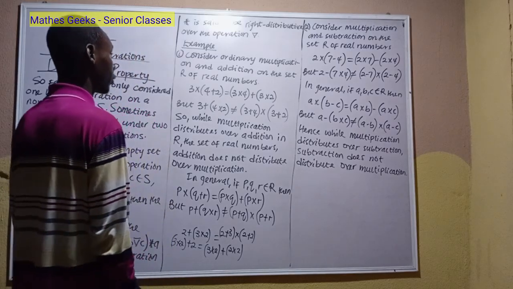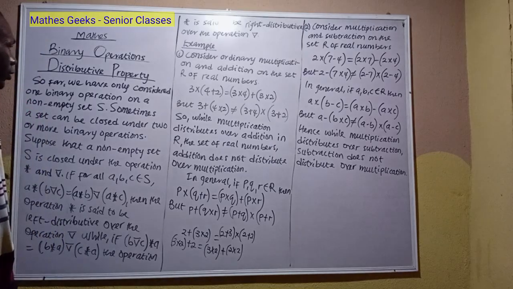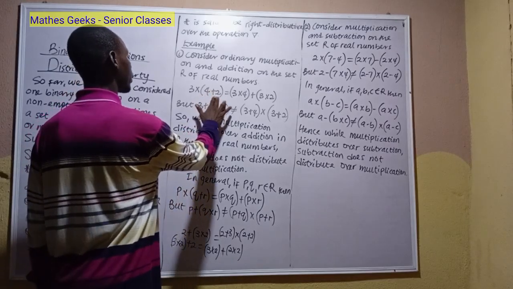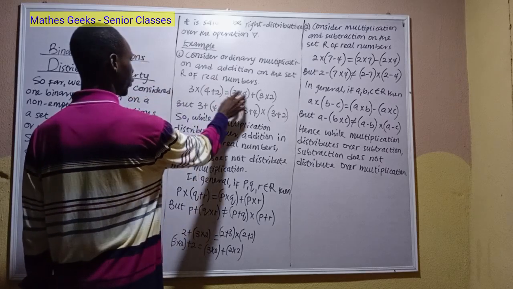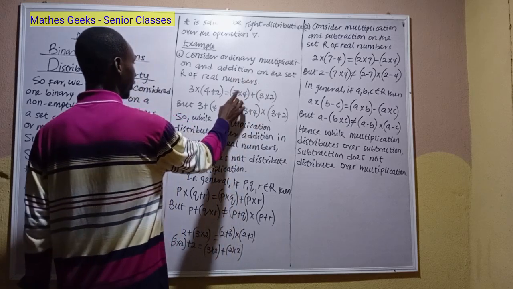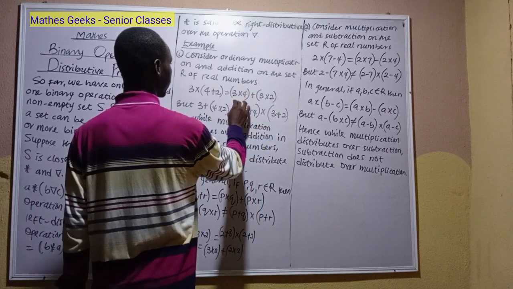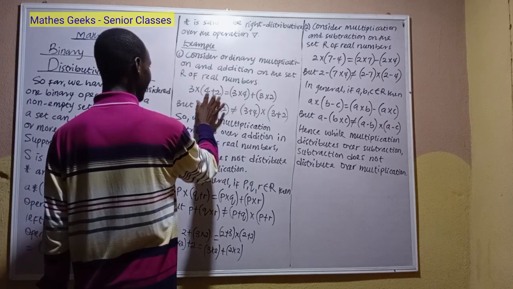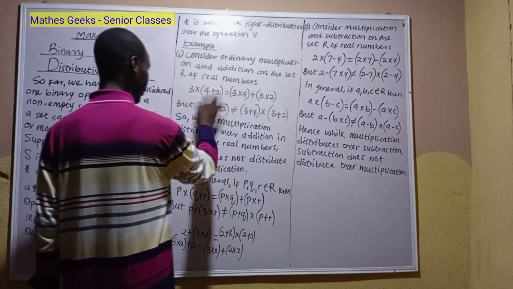So consider ordinary multiplication and addition on the set R of real numbers. 3 times (4 plus 2). If you go by what you have inside the bracket, 4 plus 2 is equal to 6, and 3 times 6 is 18. Let's see if it equals what we get when multiplication distributes over addition. 3 times 4 is 12, plus 3 times 2 is 6, and 12 plus 6 is 18, so it's equal.